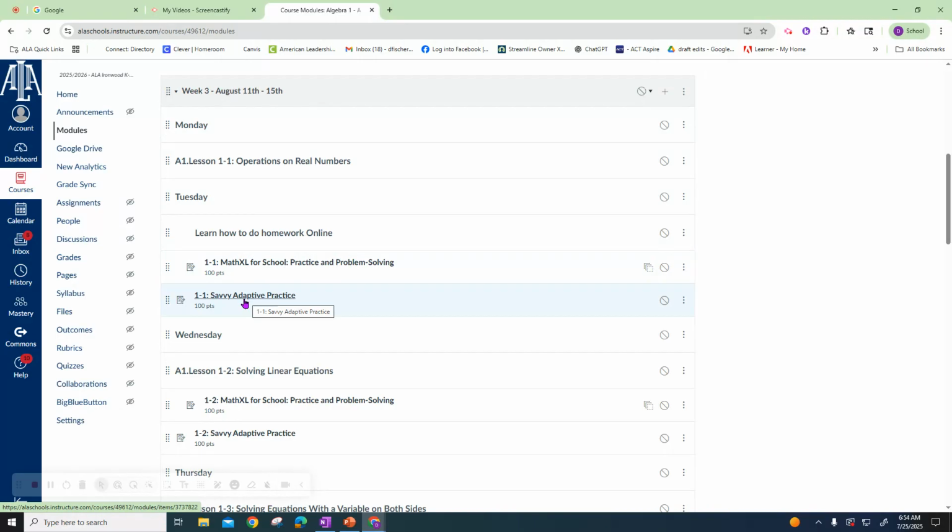So I'll review that again. Math Excel for almost everybody. But if you have special conditions that say you need to do fewer problems, you're always going to do the adaptive practice. I want to do this one since this is most of us, but even if you're doing the Savvy one, you're going to click on that one. You don't have to do this one. Same for you guys that are normal kids. You don't have to do this one. You're always going to do this one. But you'll see both of these.